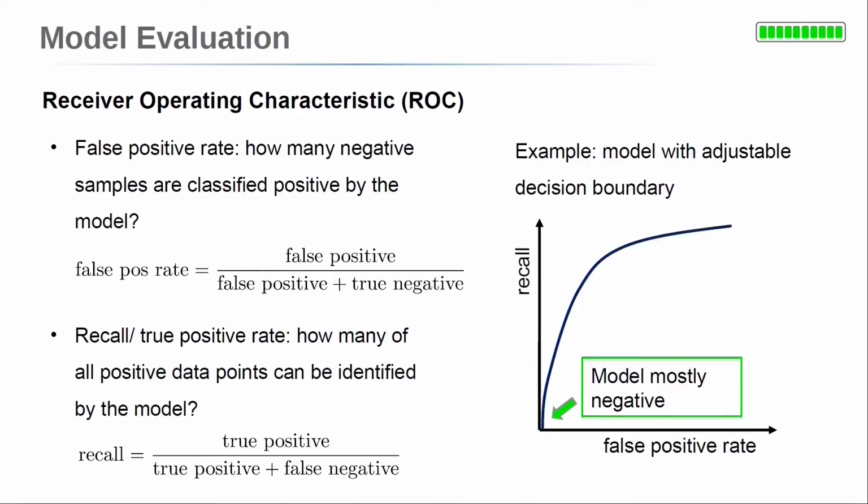On the left side, the curve represents a model which is mostly negative. On the upper right side of the curve, the model is mostly positive. So you can use the precision-recall curve and the receiver operating characteristic to choose your model.